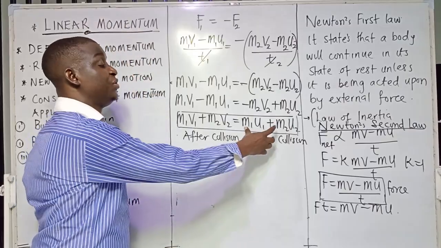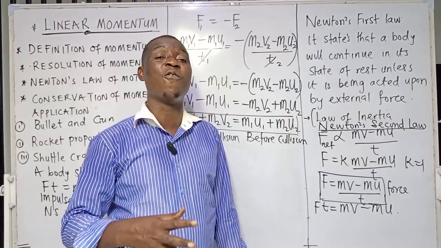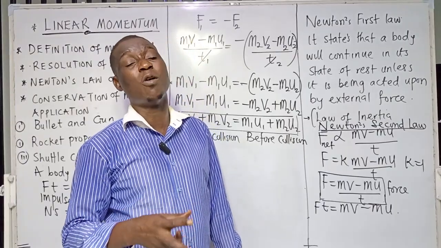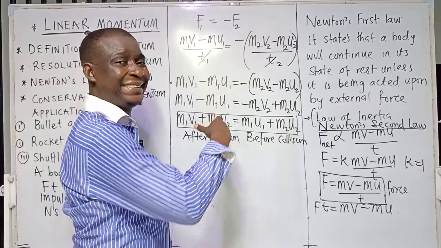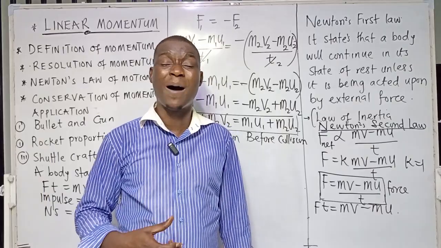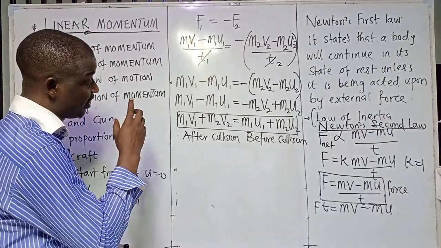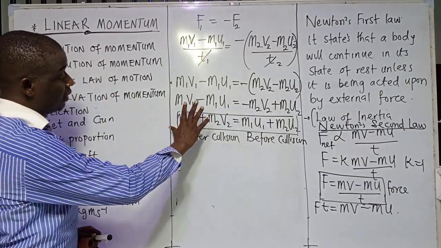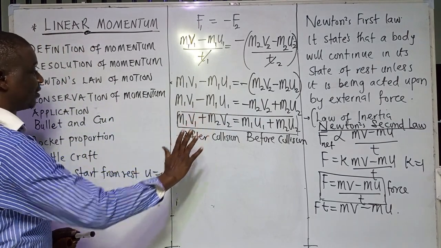It means that momentum is conserved. It means that the change in momentum of one body is cancelled by the other. That's what they mean. The change in momentum of one body is cancelled by the other body. Now, we are coming back to this to explain a lot about this.